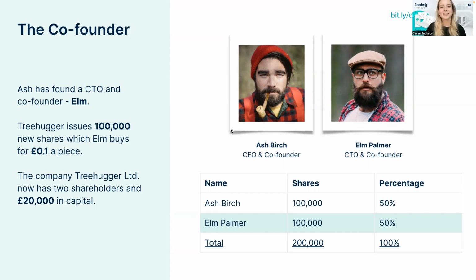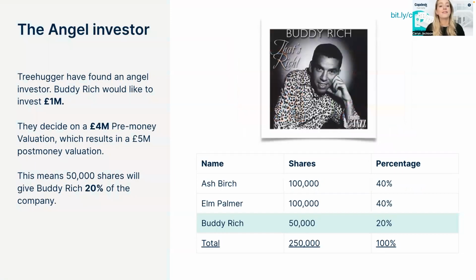So let's get started. Ash and Elm are doing really well, and soon they're ready for their first investor. So here we have Buddy Rich. He's not just a jazz drummer, he is an investor. And in this case, he would like to invest £1 million into Treehugger. So they decide on a £4 million pre-money valuation. That means that the total amount of shares in the company, which is 200,000, is now worth £4 million.